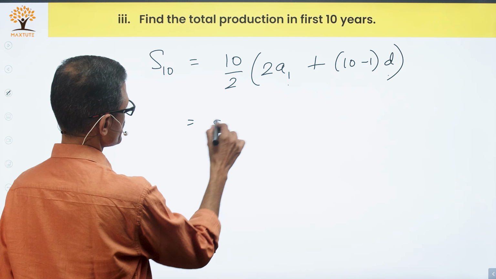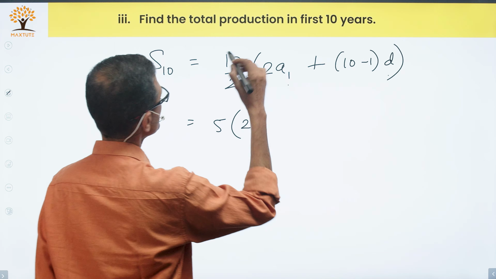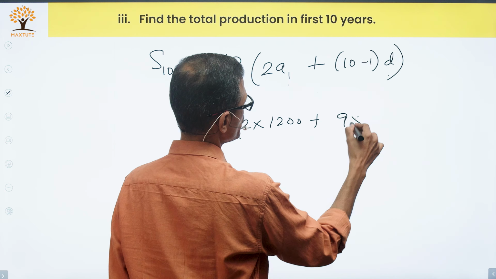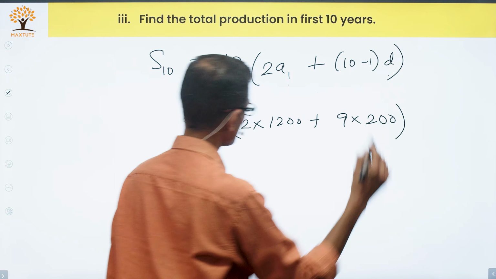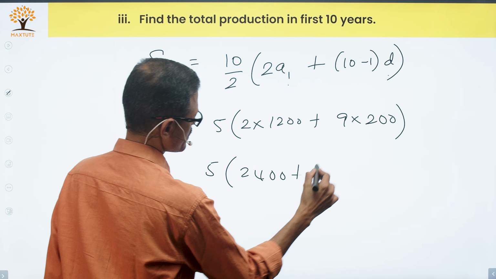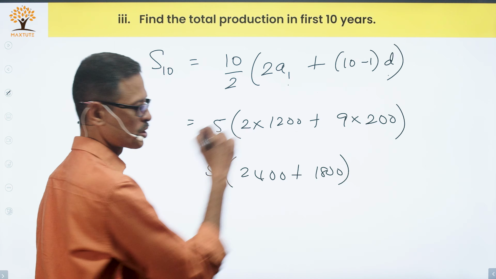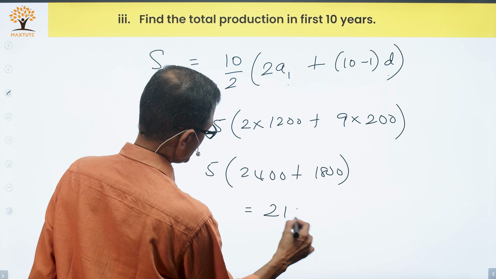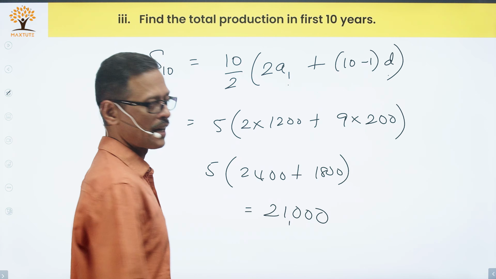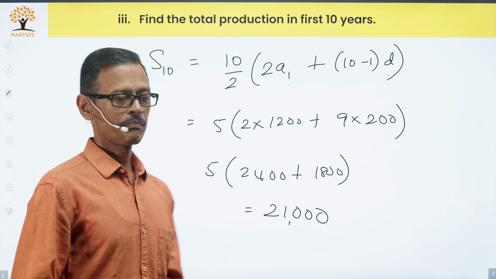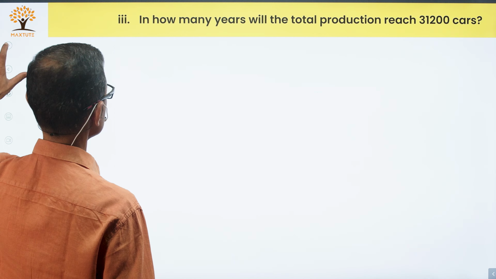Let's plug that in here. So 10 by 2 is 5. 2 into A1 is equal to 1200 plus 9 into 200, which is the common difference. So 5 into 2400 plus 1800, which is 4200. 4200 into 5 is equal to 21,000. So the total number of cars manufactured up to the 10th year is 21,000 cars. Move on to the internal choice within this.